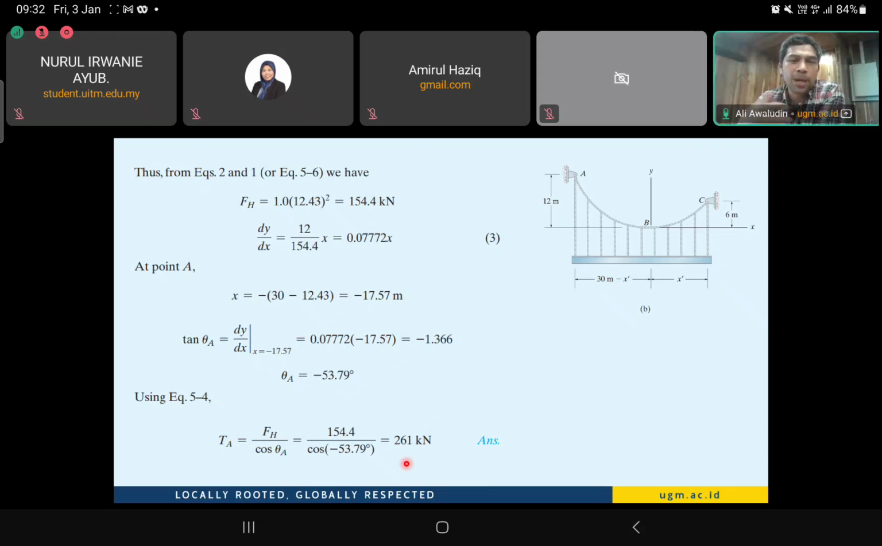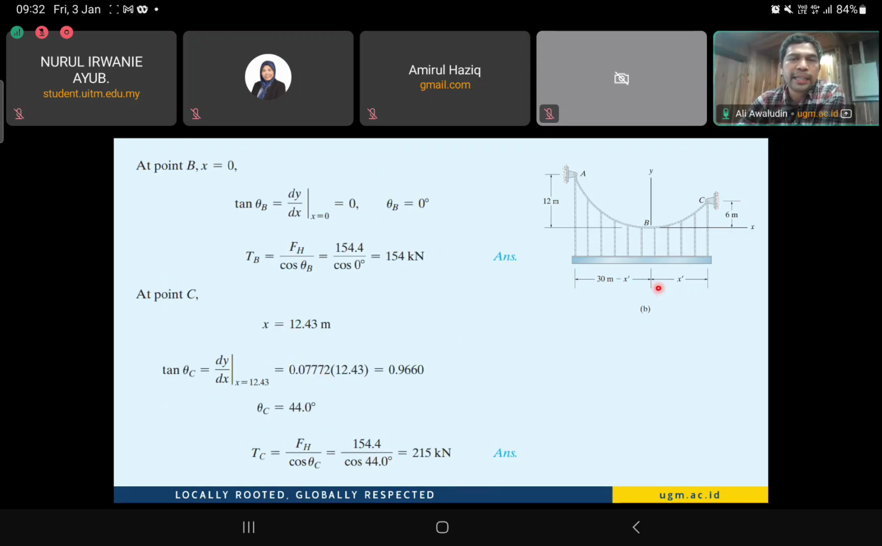This comes from our previous theory, which maybe Dr. Hazina will describe later, about how this calculation is actually derived. So we have the tension force from A to B equal to 281 kilonewton. At point C, the tension force is 201.5 kilonewton, and at point B it is 145 kilonewton. So we finally come to the solution: we know the tension forces at every segment of this cable system.